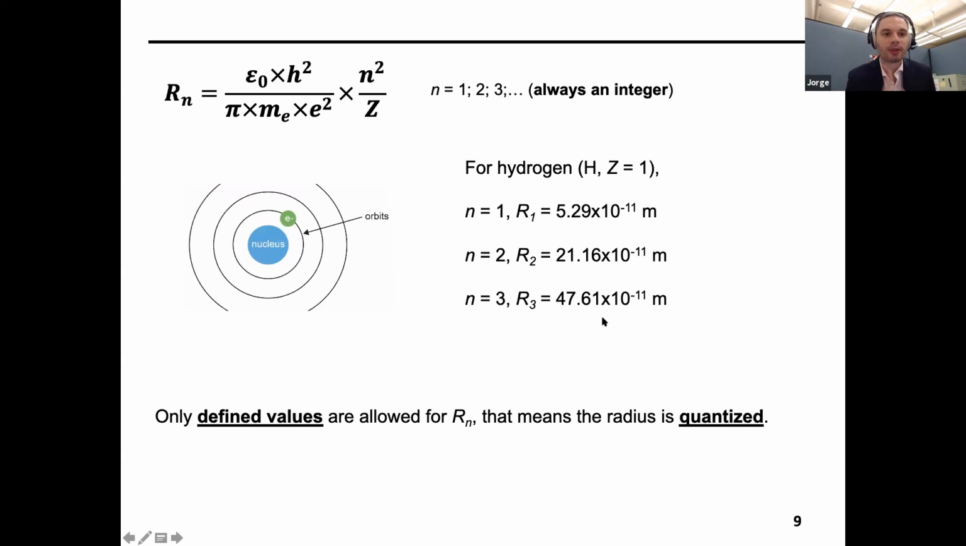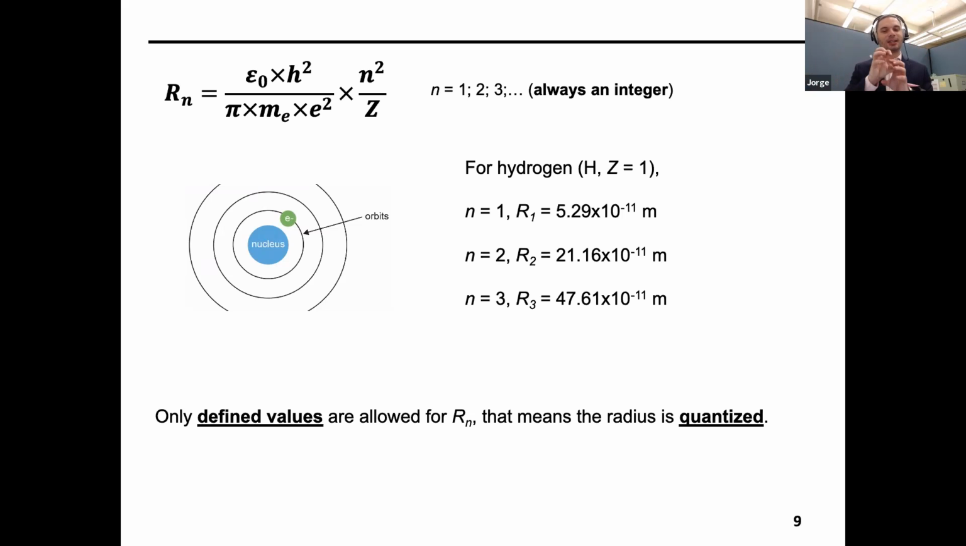And one important thing that we get from the Bohr equation is that the radius for the first orbit can only be 5.29 times 10 to the minus 11. The radius for the second one can only be 21.16 times 10 to the minus 11. So we have very well-defined values for the radius. When we have very well-defined values and nothing in between is possible, we say that the radius is quantized, okay? So only allowed values are possible, nothing in between those. And that's why we have very well-defined shells, because the radius can have only one value.